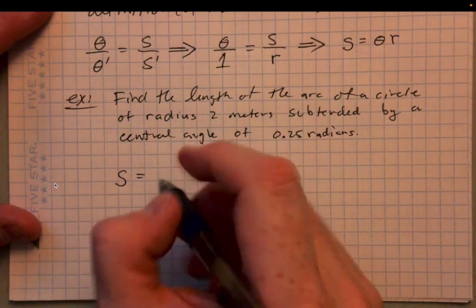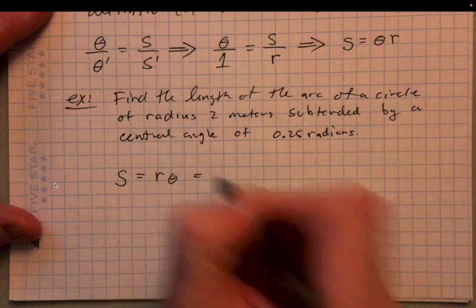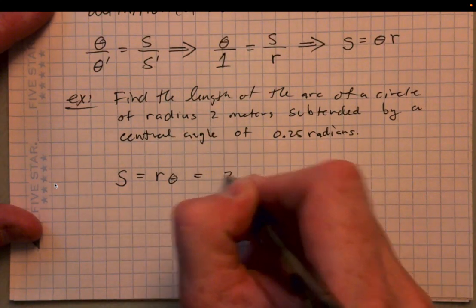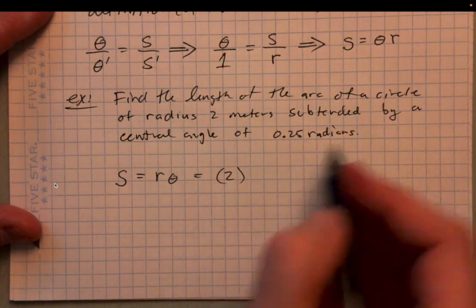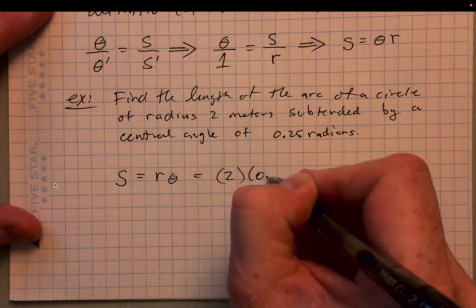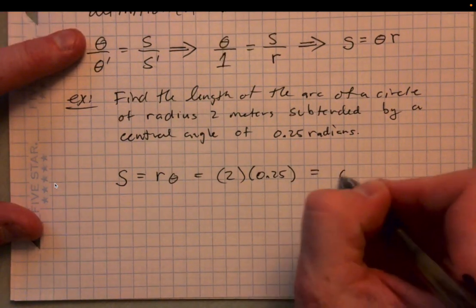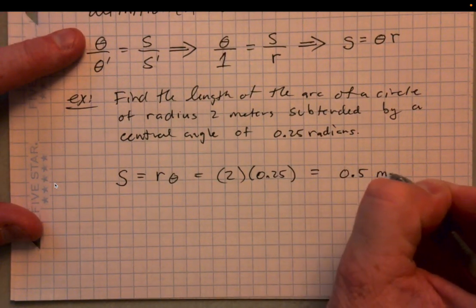We know that s is equal to r times theta. We're told r is 2 meters, and theta is 0.25 radians. I can easily multiply those together, and I get 0.5 meters.